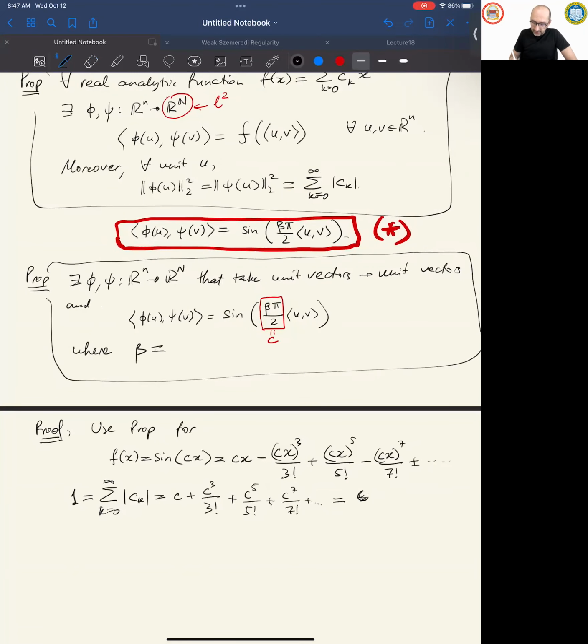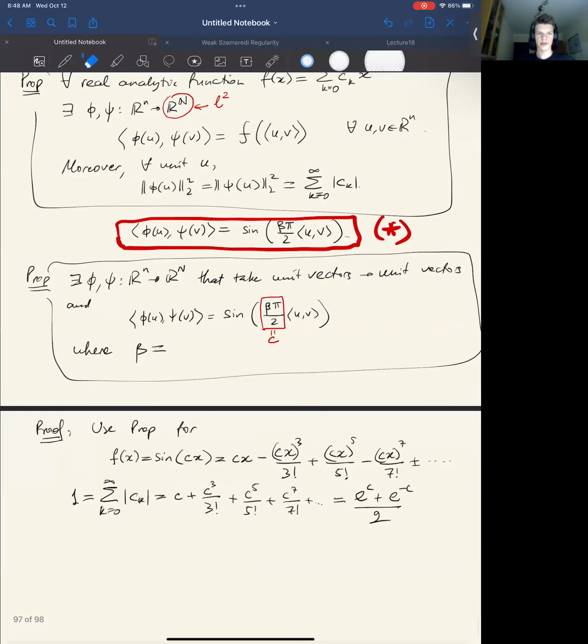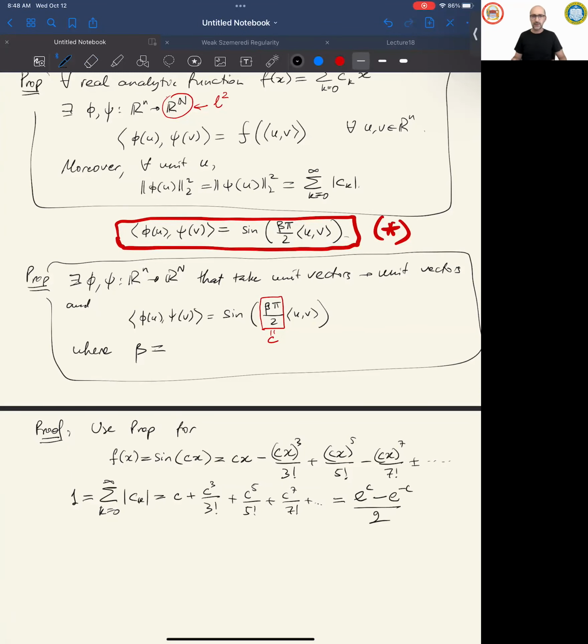So if I put e to the c, it would have all the terms. If I put e to the minus c, I would have all terms, but the odd terms will switch their signs. So I'll just add this and divide by 2. If you think about the series for e, it will just cancel the odd terms. I would like to cancel odd terms, keeping even terms, yes. Yeah, this is hyperbolic sine.